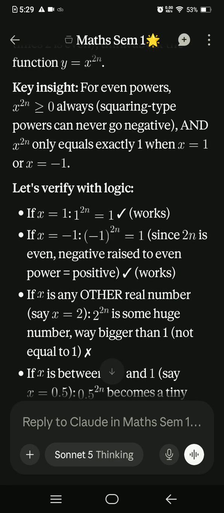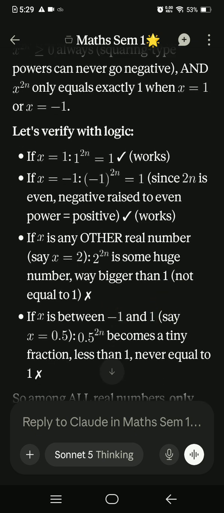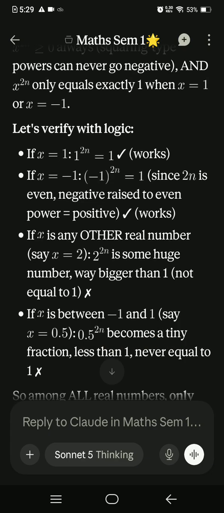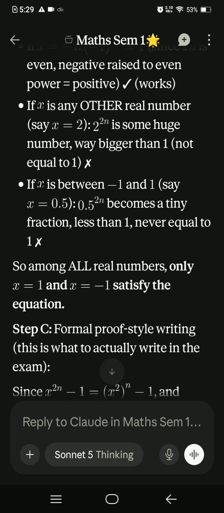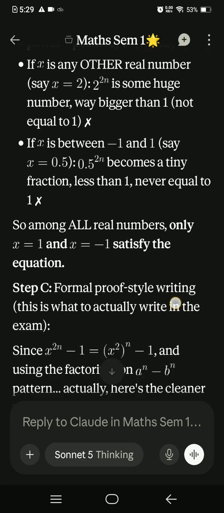If x is any other real number, let's say 2, or some huge number way bigger than 1, it does not equal 1. If x is between minus 1 and 1, it becomes a tiny fraction less than 1, never equal to 1. So amongst all the real numbers, only these two satisfy the equation.